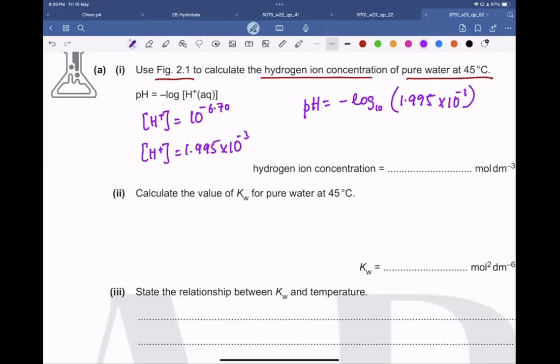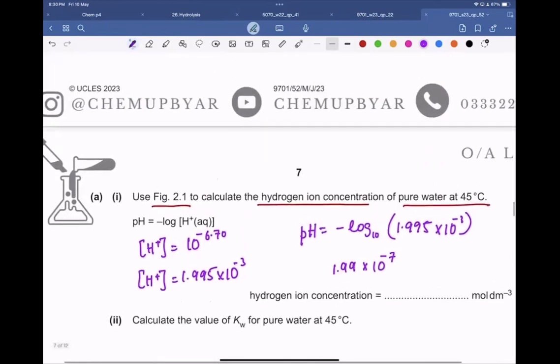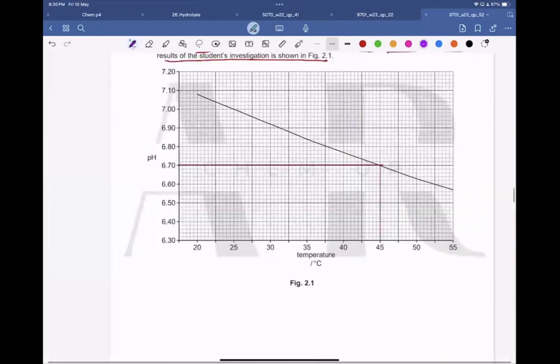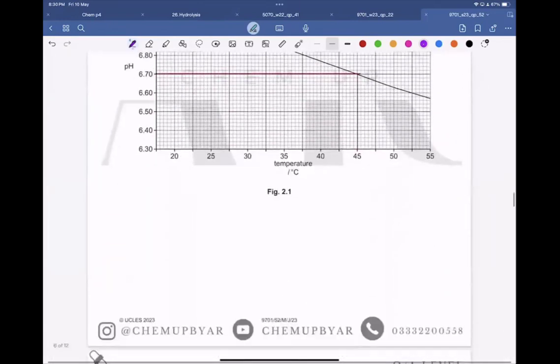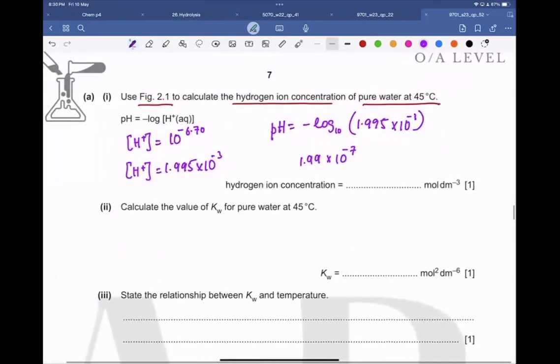Okay, so it is 1.99 exponent minus 7. So the hydrogen ion concentration is 1.99 exponent minus 7 mole per dm cube.